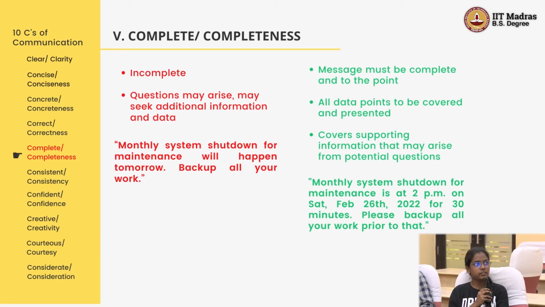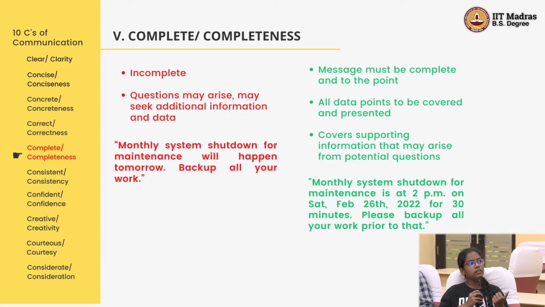So the next C of communication is completeness. Whatever you're saying, the message should be complete, and it should be to the point. Whatever data you wanted to convey, all the points must be covered and presented in a proper way so that no more questions will arise afterwards. You must also cover the supporting information based on the potential questions that may arise in the future. By taking the precaution of having supporting information, it would avoid any future questions.